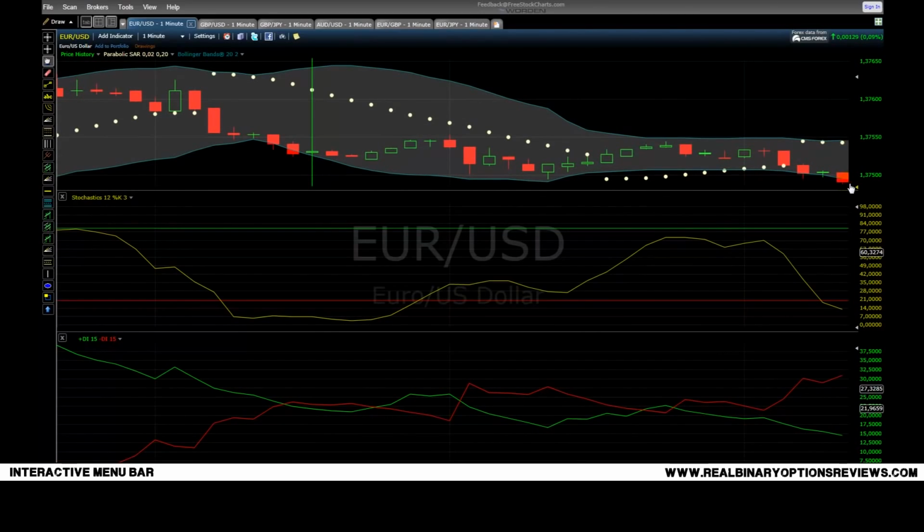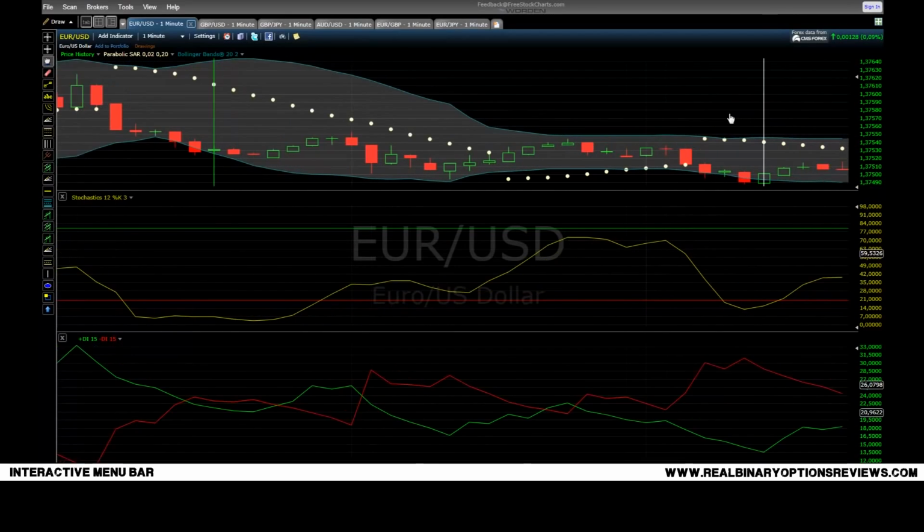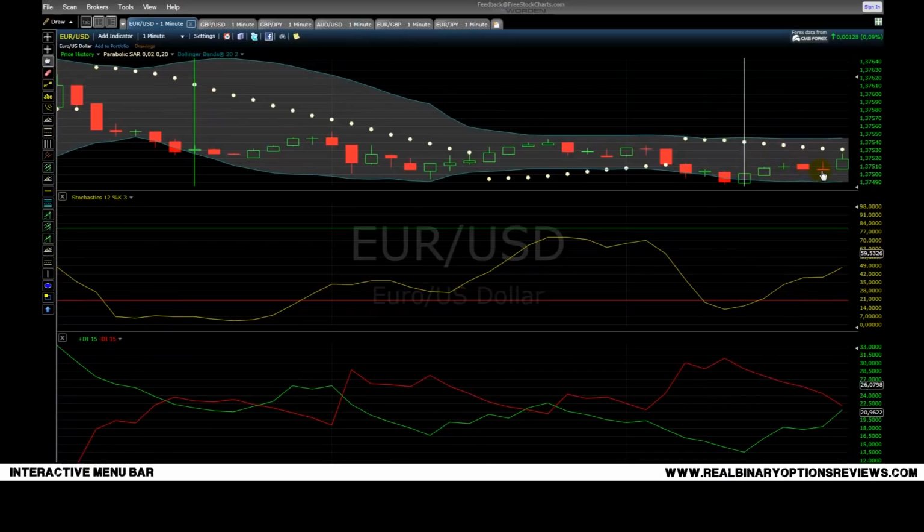Okay, so this is one of the opportunities. The red candle closed below the Bollinger Band and the stochastic is below level 20, trading up with 5-minute expiry here. So it's 1, 2, 3, 4, 5, and it's a winning trade.